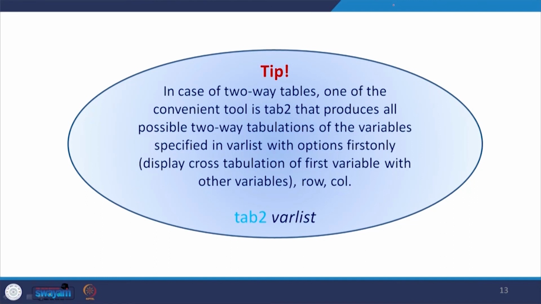One tip for you: in case of a two-way table, one of the convenient tools is the tab2 option that produces all possible two-way tabulations of the variables specified in the variable list, with the first option only displaying the cross tabulation of the first variable with other variables, that is through rows and columns. So, tab2, similarly tab1 I told you, you can go through tab2 with a variable list, and you will also get those details correctly.